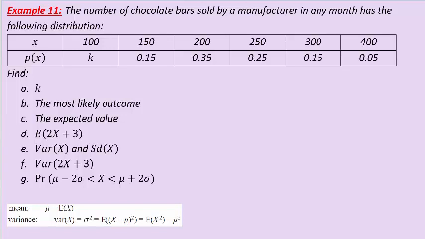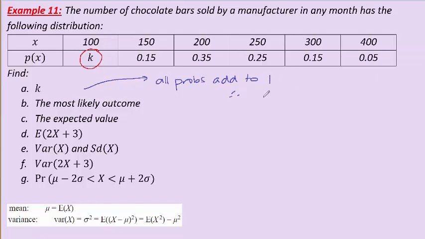Here's another example where we're given a probability distribution table and we need to find out a fair bit of information from that. We start off by needing to find K. K is this unknown here. Now, the piece of information we need to think about for this is that the total probability, or all probabilities, add to 1. Therefore, whatever number this needs to be for these to all add to 1 will be the solution.